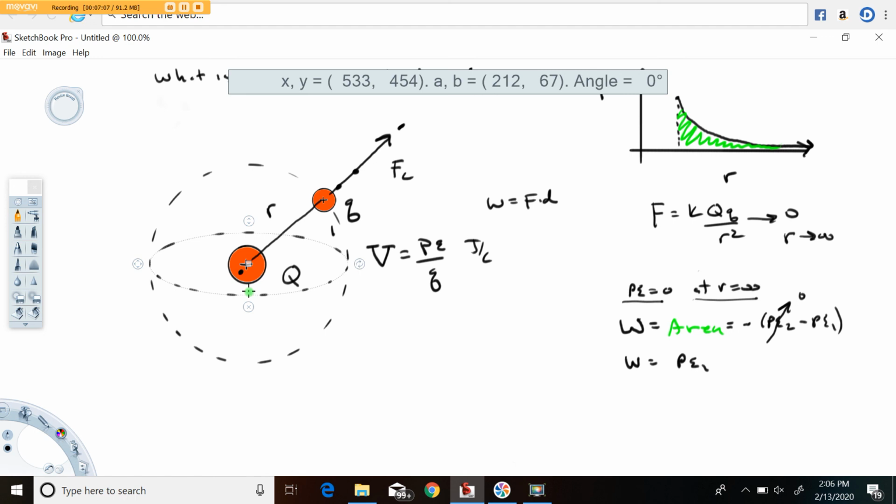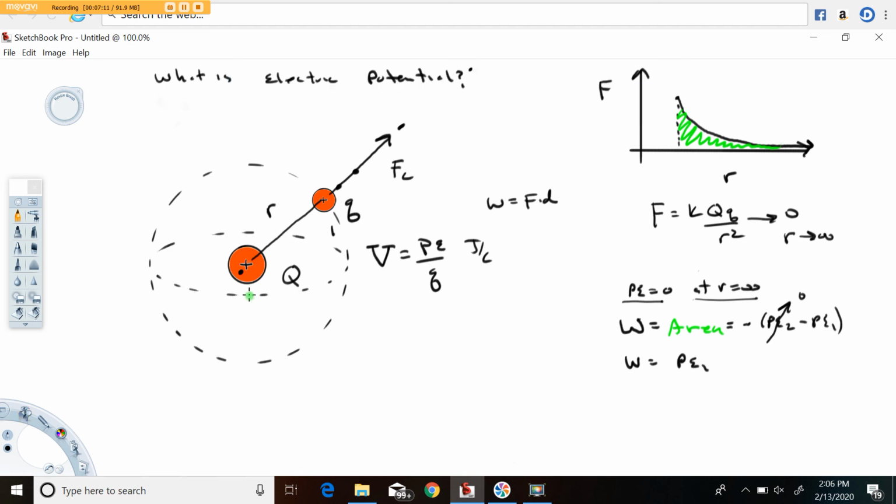So I'm going to try to keep this video short. It was just meant to be a short introductory video on what is electric potential. And my short answer is it's potential energy per unit charge. The potential energy equaling the work done by the Coulomb force as this particle accelerates away to infinity. So that's what electric potential is.